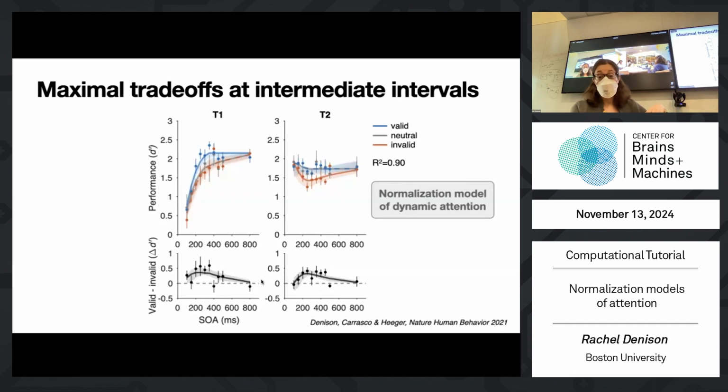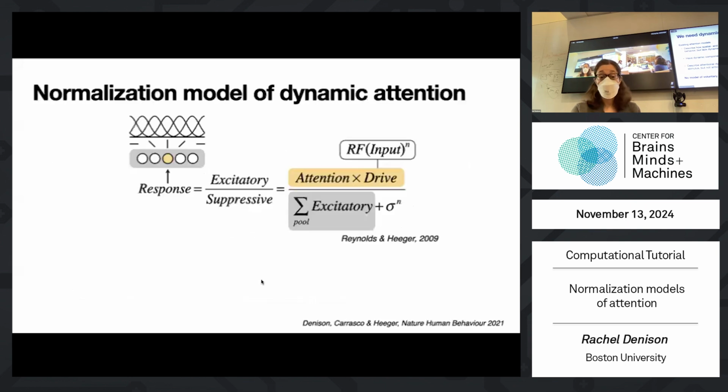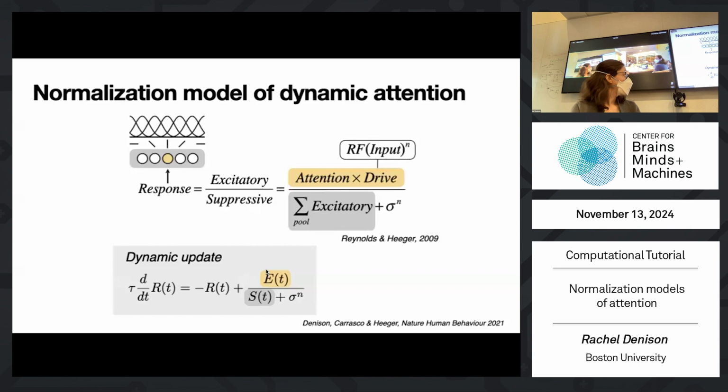So we can do that. And this is important because there's not a lot of models that actually will do dynamic stuff. But we have similar types of phenomena that we need to explain in the time domain. And so the way we do this is very simple: we take the classic Reynolds and Heeger normalization model and just turn it into a dynamic model using a kind of differential equation where we're updating the response of the model every moment in time using the same normalization equation.